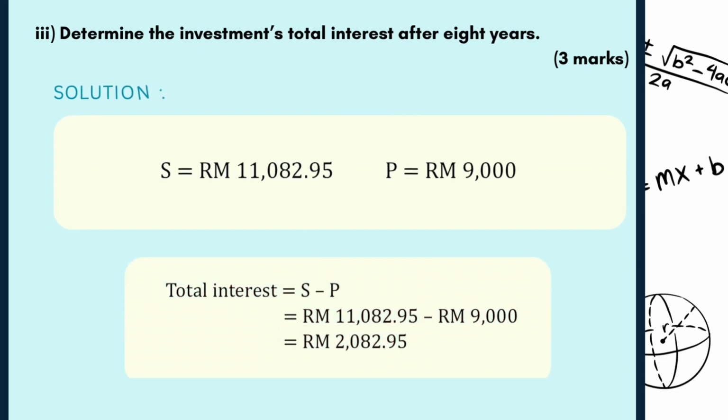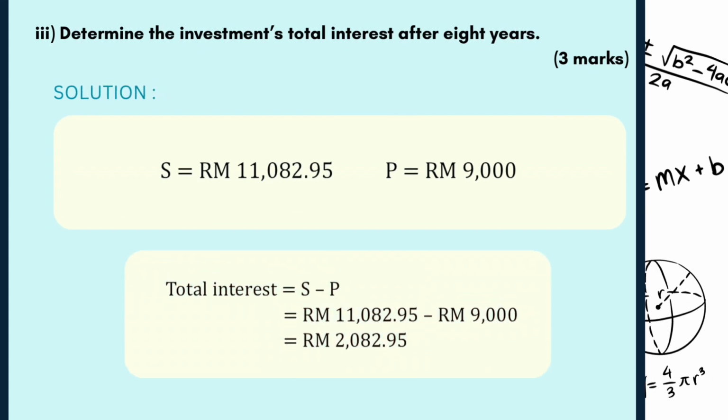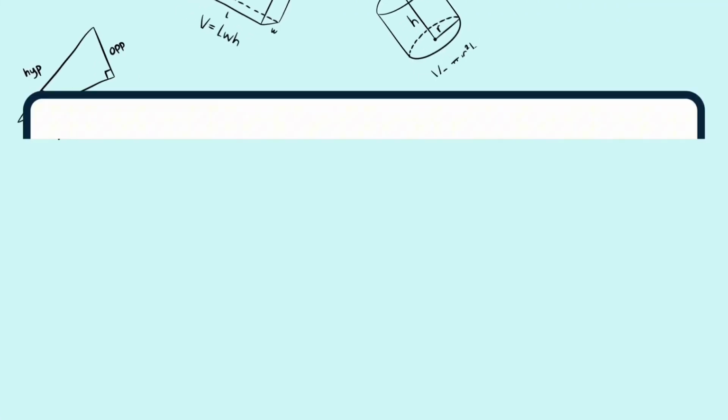To solve this question, you need to use the same amount from question number 2. S equals RM11,082 and 95 cents, while P is 9,000. For this question, total interest equals S minus P. It becomes RM11,082 and 95 cents minus RM9,000. The answer will be RM2,082 and 95 cents.